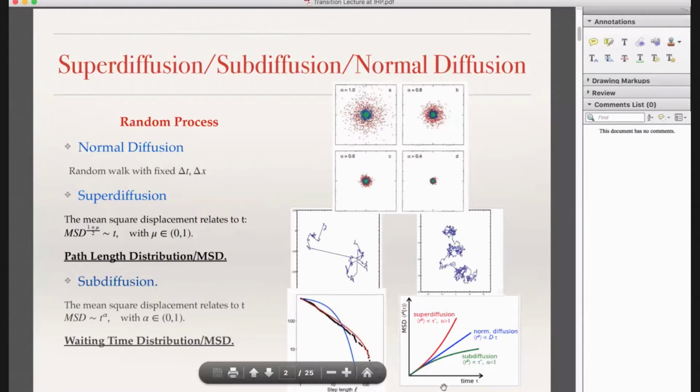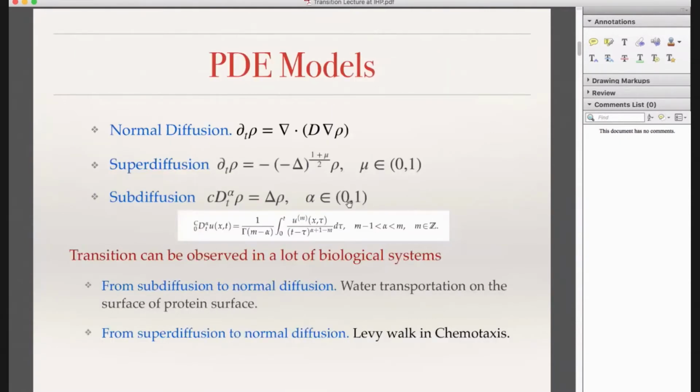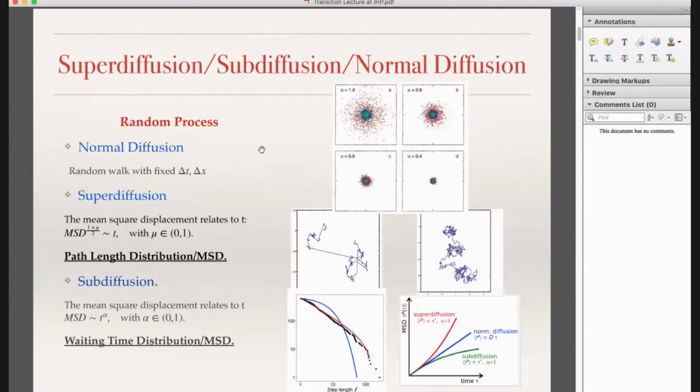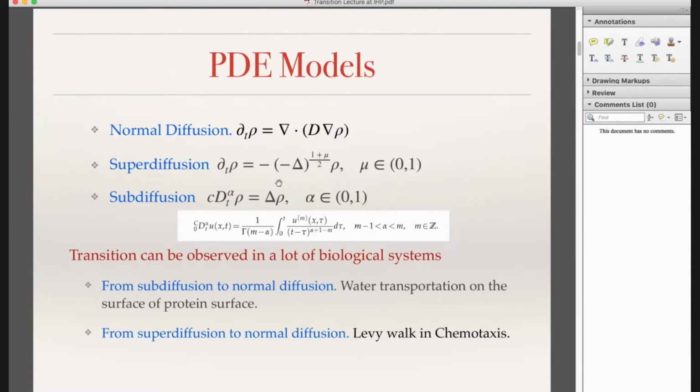The other statistic that people look at is the time versus mean square displacement. For normal diffusion, it's a linear relationship, while subdiffusion is slower than linear, and super diffusion is faster than linear. Actually, for this process we can write down a diffusion equation, a PDE, just with different operators.